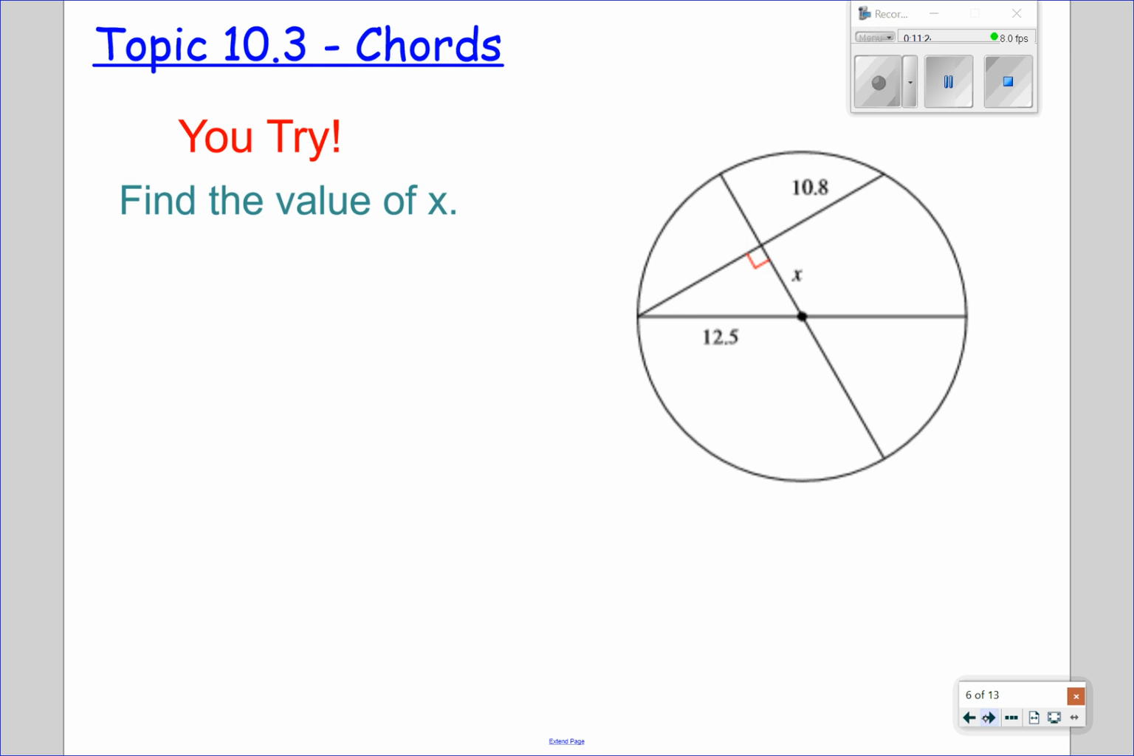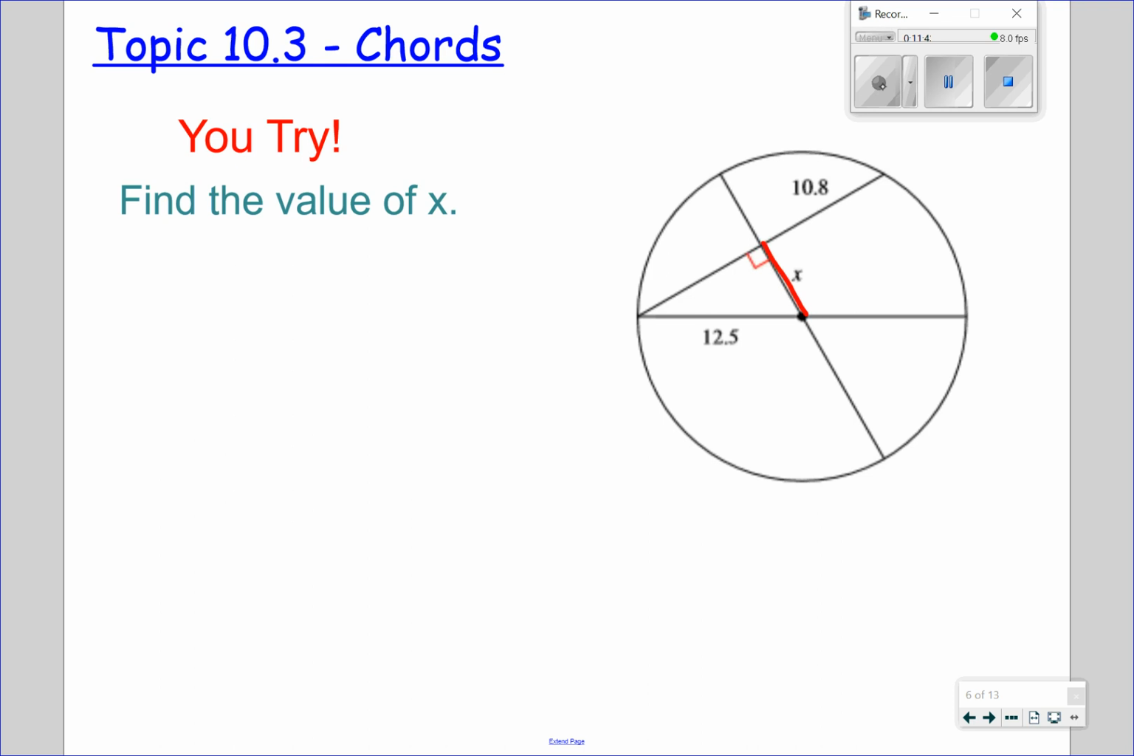Why don't you go ahead and pause and try this one. A little bit more involved, but just try to bisect and dissect that circle and see what you can come up with for the value of x. Just so you understand, the value of x is this segment right here. Go ahead and pause and see what you can do.